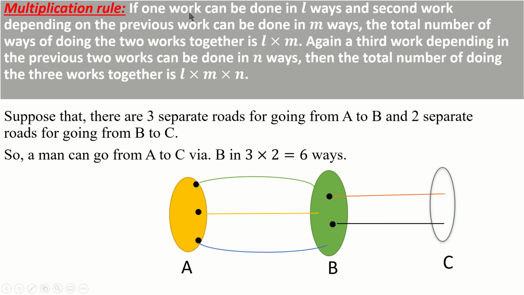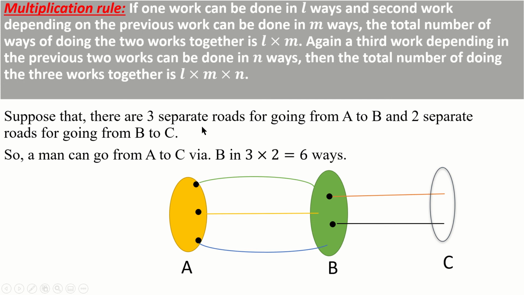Multiplication rule: if one work can be done in L ways and a second work depending on the previous work can be done in M ways, the total number of ways of doing the two works together is L into M. Again, a third work depending on the previous two works can be done in N ways. Then the total number of ways of doing the three works together is L into M into N.